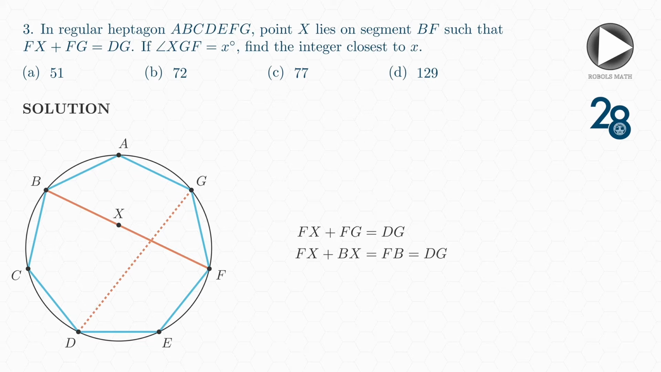So FB must be equal to DG. And if you look at this, the first one, FX plus FG equals DG, and the second one, FX plus BX equals DG, we should be able to conclude that FG must be equal to BX, right? So BX here should be equal to FG. Since FG is one side of this regular heptagon, it just means that BX should also be equal to the rest of the sides. So BX length should be equal to the polygon's side length. Okay?